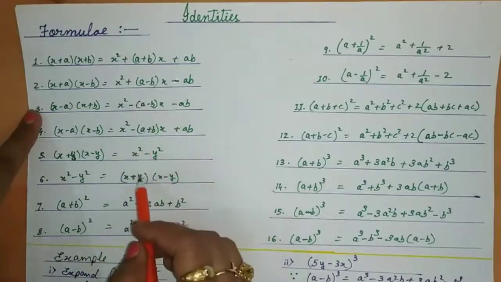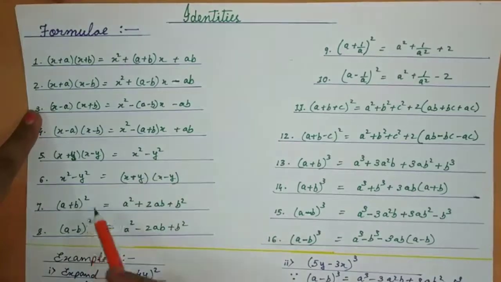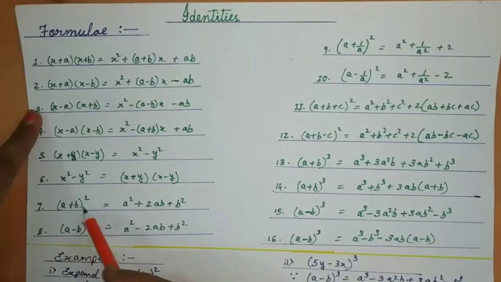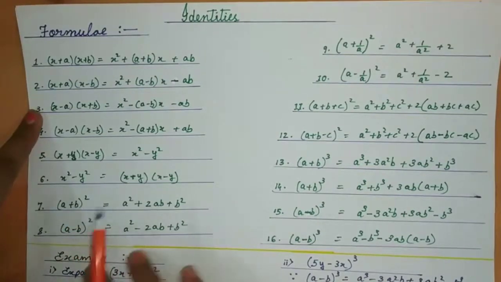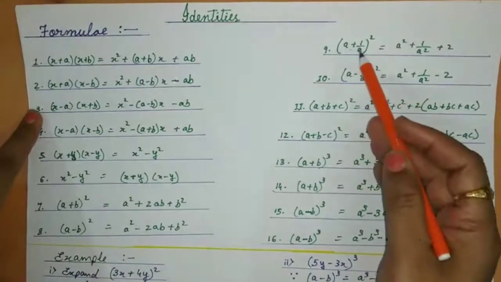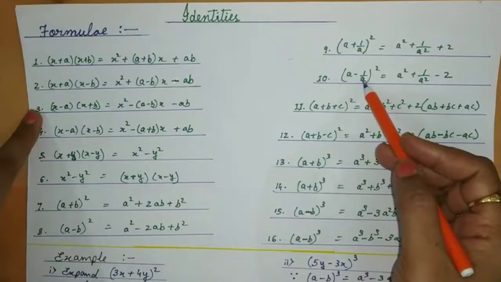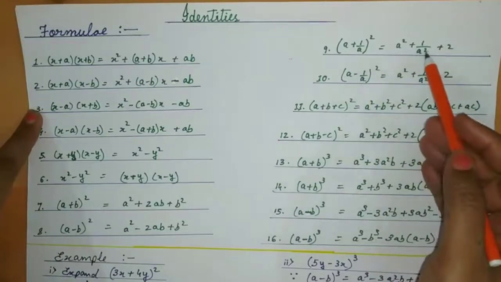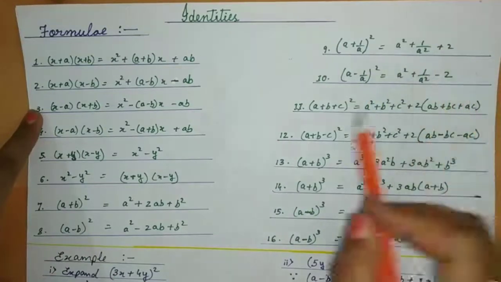This is a formula which you have done last year. Squaring the added one or subtracted one, also you have done last year. a plus b whole square, a minus b whole square, you have done last year. It is repeated. a plus 1 by a whole square, a minus 1 by a whole square, also you have done last year, so this is not new.